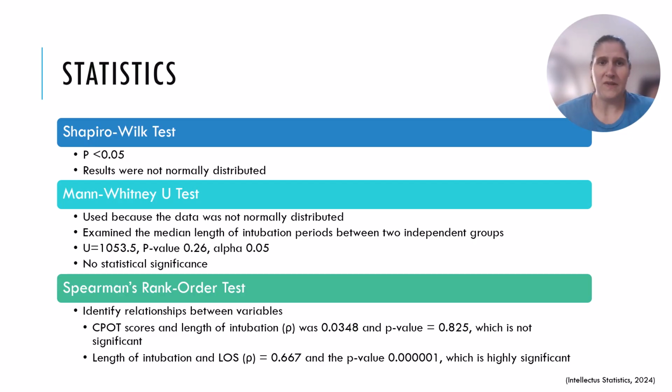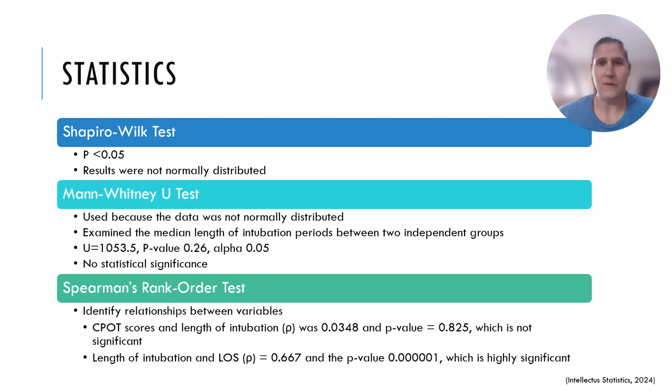The Mann-Whitney U-test was utilized to compare the median length of intubation before and after standardizing the CPOT in intubated patients. This test was appropriate because the data was independent and the pre- and post-intervention groups consisted of different patients. In this analysis, the independent variable was the CPOT score, while the dependent variable was the length of intubation.